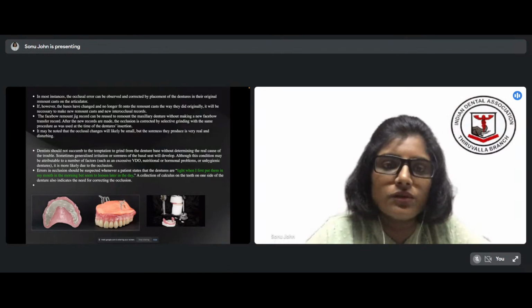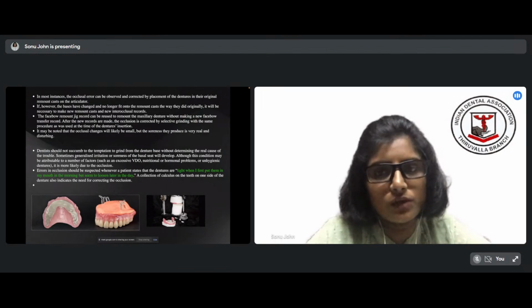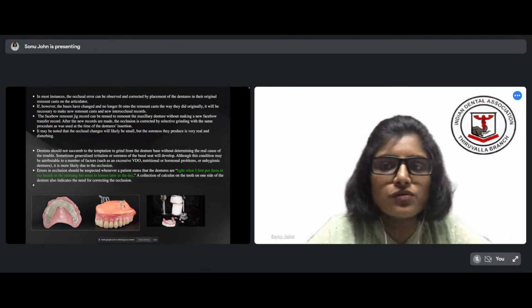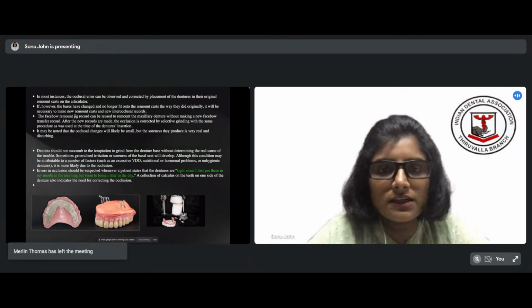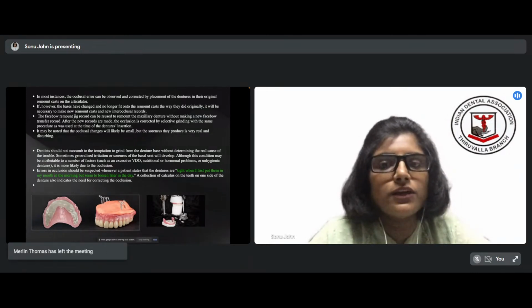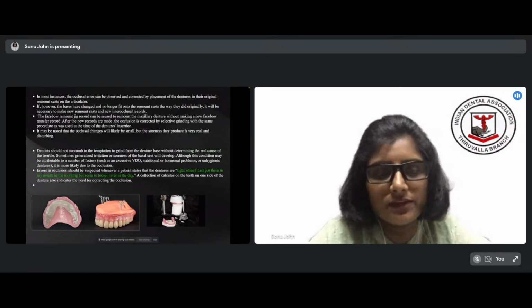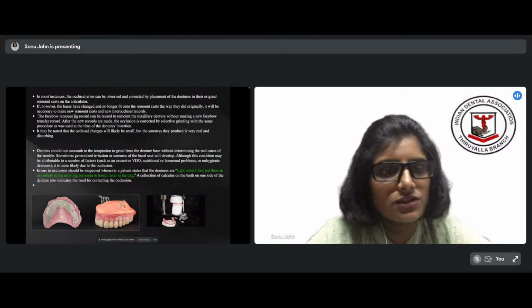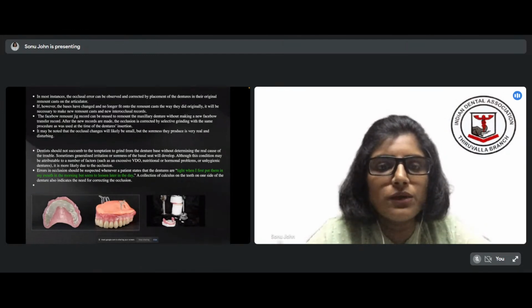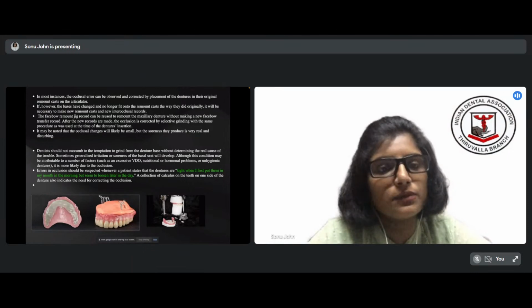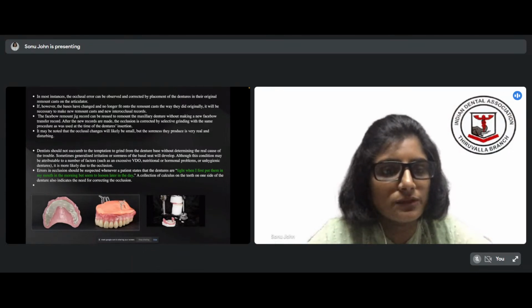The facebow remount jig that you had used for your maxillary denture can be reused without making a new facebow transfer. After your new interocclusal records are made, you can perform selective grinding with the same procedure that you used at the time of denture insertion. It may be noted that the occlusal changes would be very minimal, but the soreness they produce is actually real and disturbing for the patient.